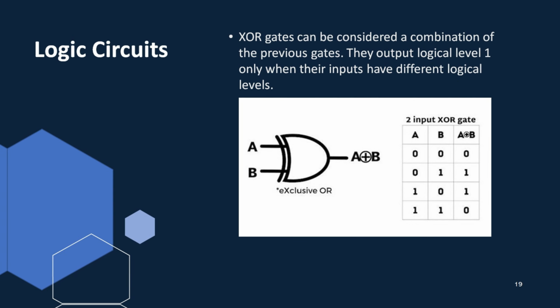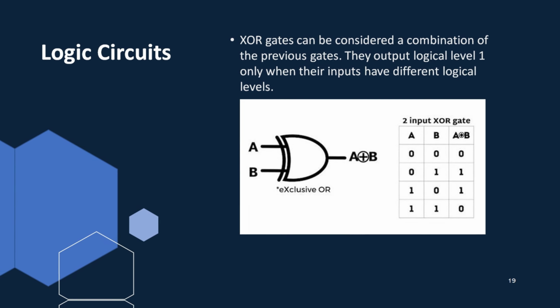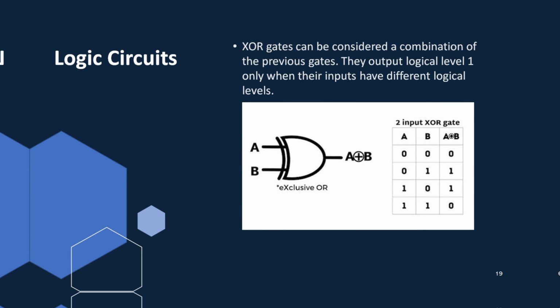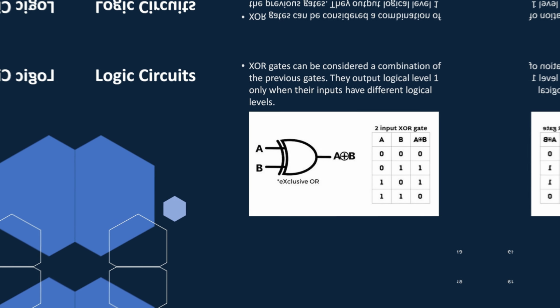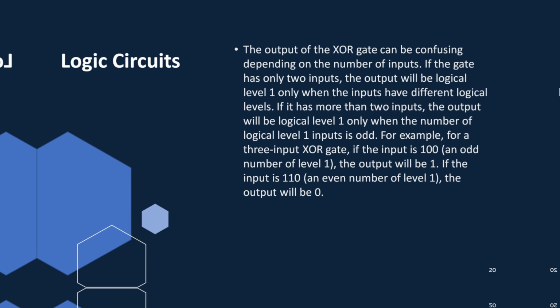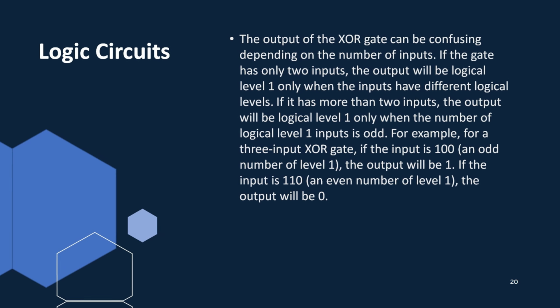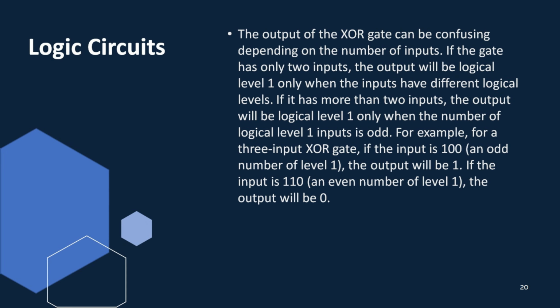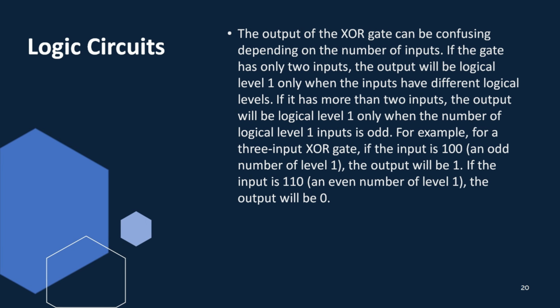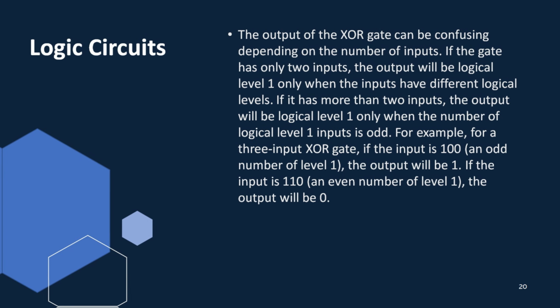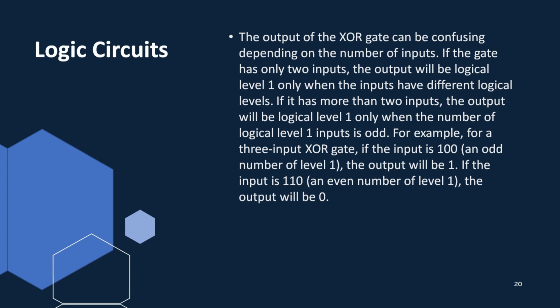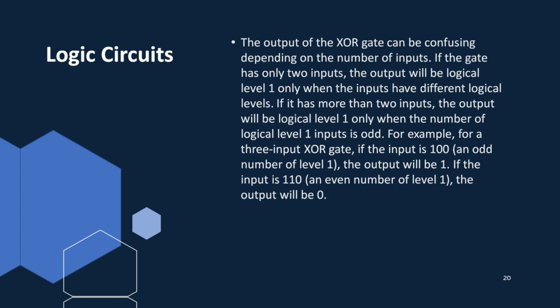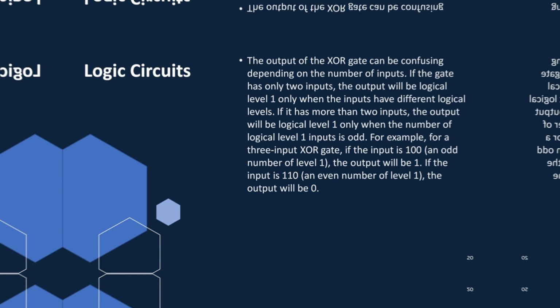The output of an XOR gate can indeed be confusing depending on the number of inputs. When the gate has only 2 inputs, the output will be at logical level 1 only if the inputs have different logical levels. However, if the XOR gate has more than 2 inputs, the output will be at logical level 1 only if the number of logical level 1 inputs is odd. For example, in a 3-input XOR gate, if the inputs are 100, an odd number of level 1 inputs, the output will be 1. If the inputs are 110, an even number of level 1 inputs, the output will be 0. This principle holds true for XOR gates with any number of inputs.